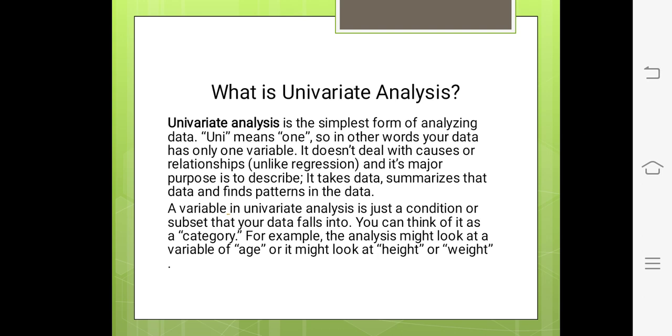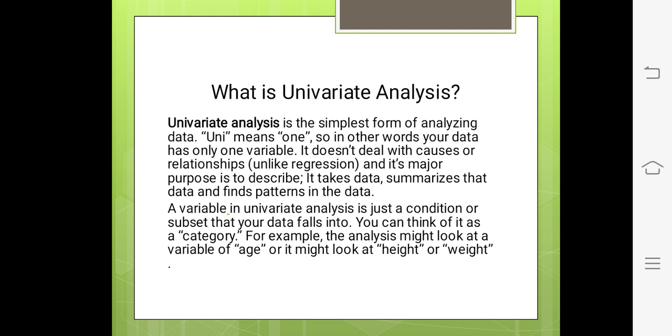What is univariate analysis? Univariate analysis is the simplest form of analyzing data. Uni means one. So, in other words, your data has only one variable. It doesn't deal with causes or relationships, unlike regression, and its major purpose is to describe. It takes data, summarizes that data, and finds patterns in the data.